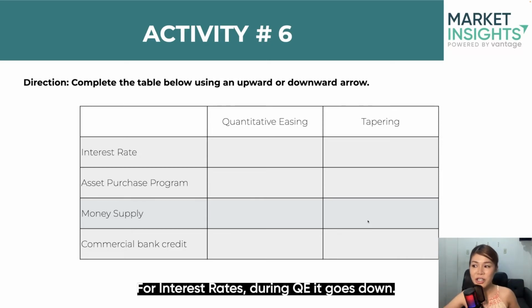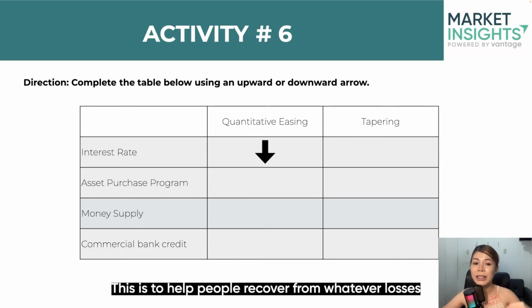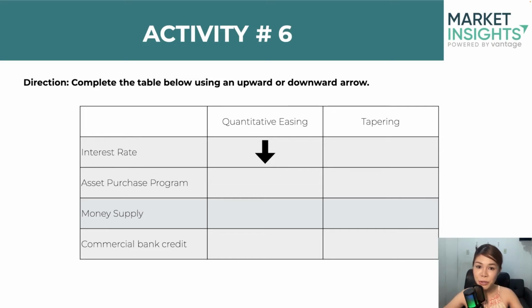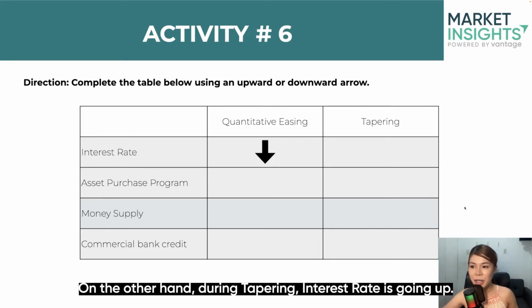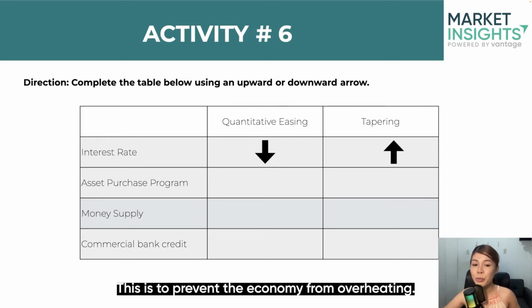For interest rates, during QE, it goes down. This is to help people recover from whatever losses they are experiencing by lending money cheaply to businesses and individuals. On the other hand, during tapering, interest rate is going up. This is to prevent the economy from overheating.